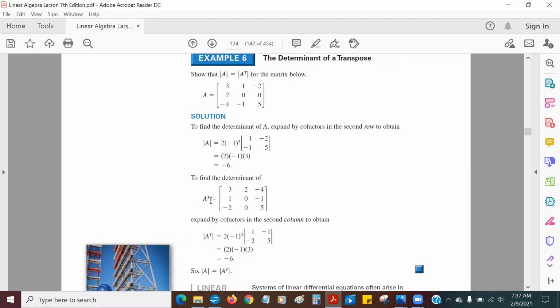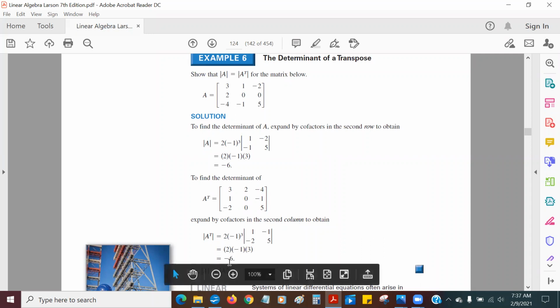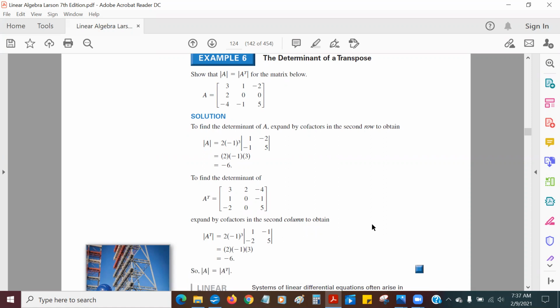Now for A transpose, instead of going on the second row, I'm going to go on the second column. It makes a lot of sense because the second row of the original is the same thing as the second column of the transpose. And when I do that, I get exactly the same numbers. Not only is the final result the same, but the numbers themselves are all the same. So that's really why the determinant of a transpose is equal to the determinant of the original matrix.